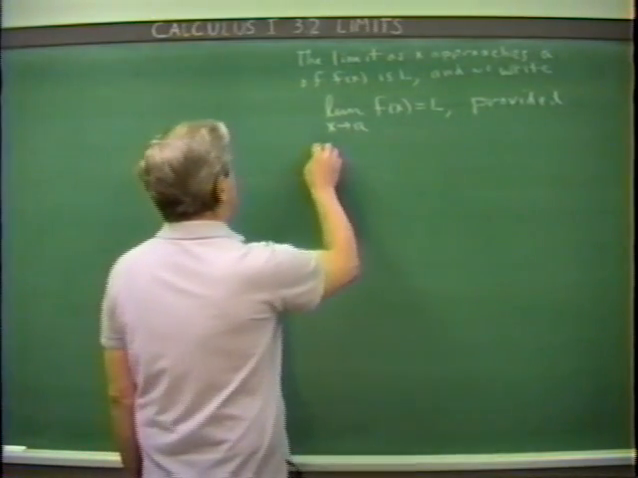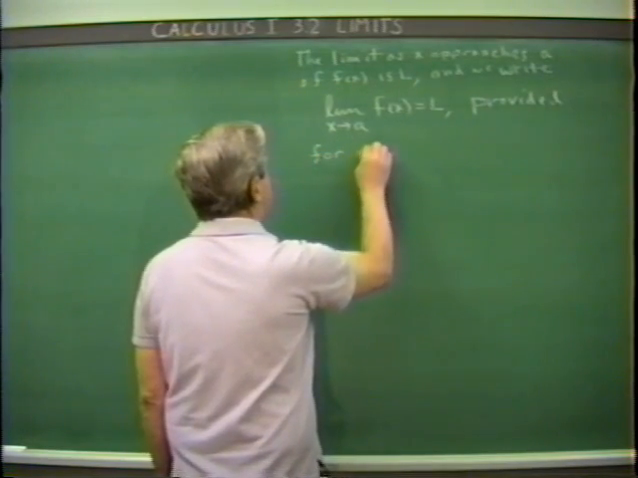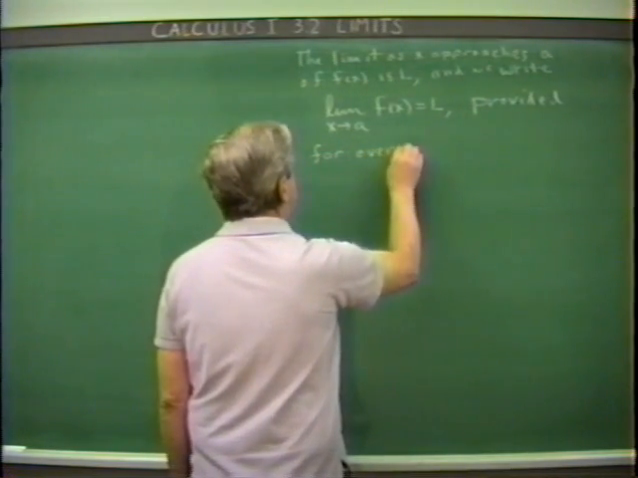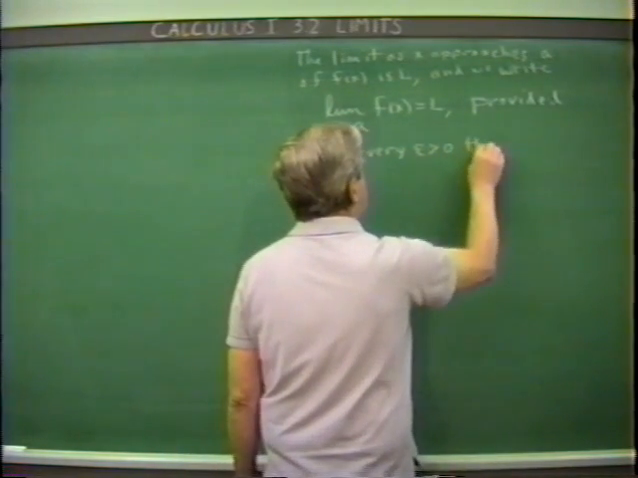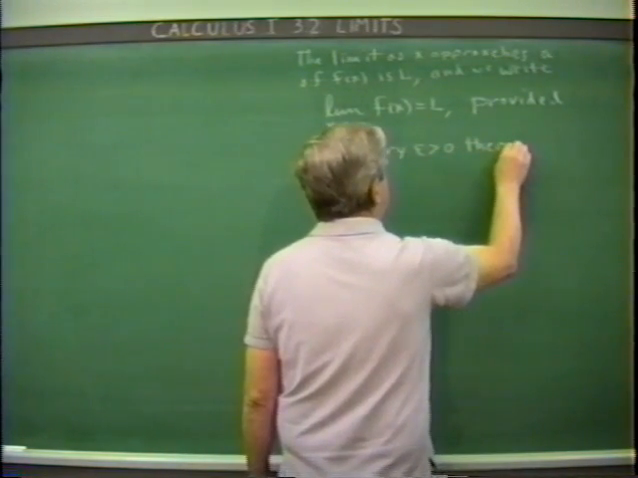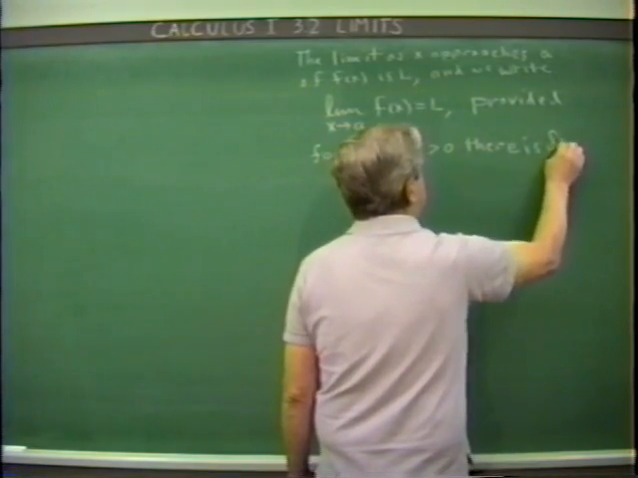And in order to show that the definition holds, that the limit equals L, I've got to be able to show the same thing is true here. If the limit as x approaches A from the left and the limit from the right both exist and are the same number L, then the limit as x approaches A exists and equals L.